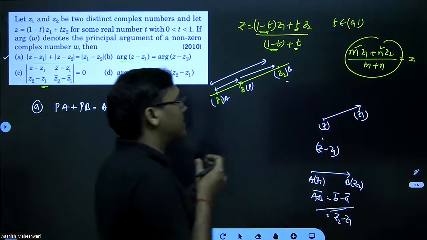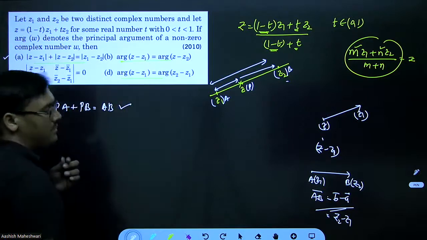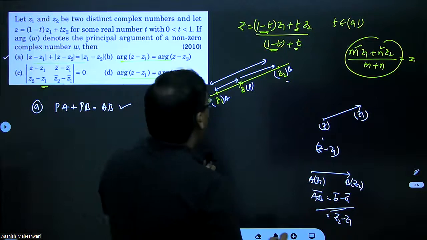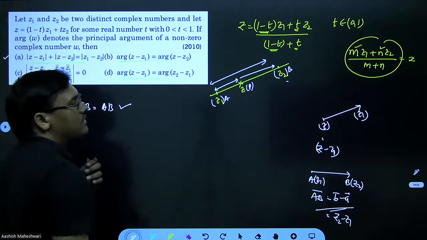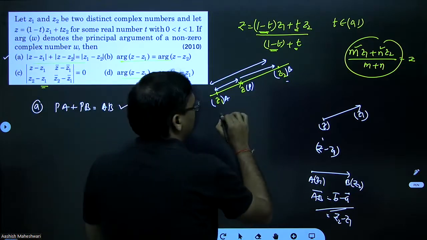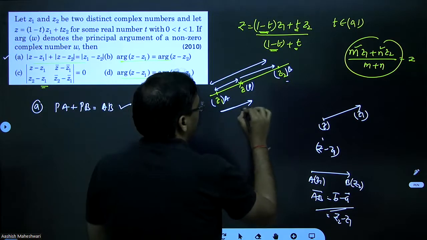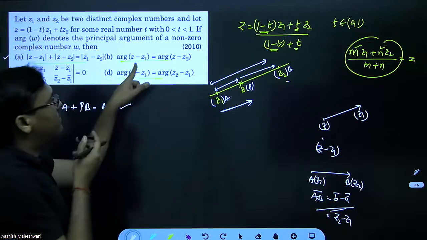ठीक है, now see हम कहाँ थे? यहाँ पर है. What is Z minus Z1? Z minus Z1 is a vector. This is the final point, this is the initial point. Z1 से start होगा और ये Z पे जाएगा. This is Z minus Z1. ये देख लो, Z minus Z1 vector.